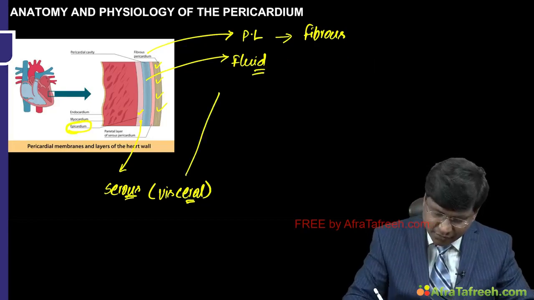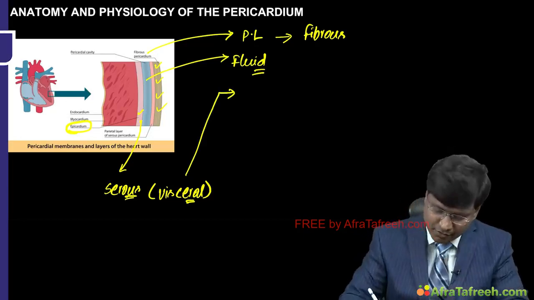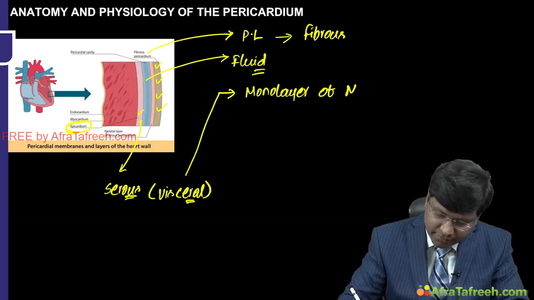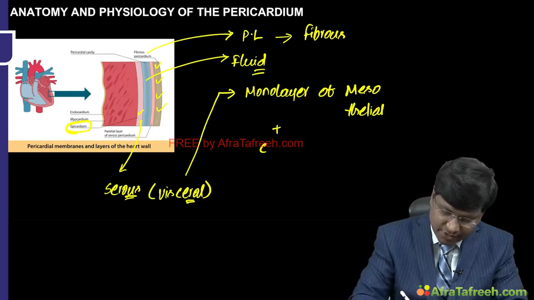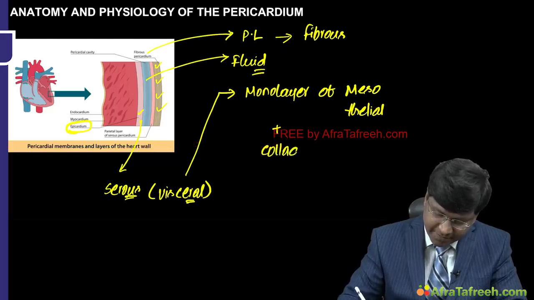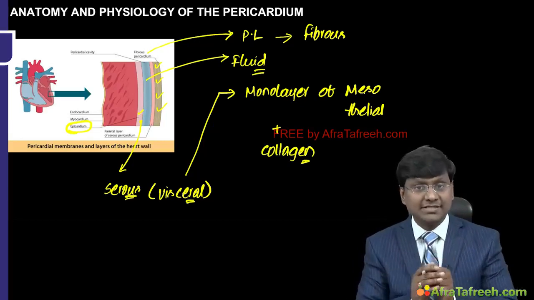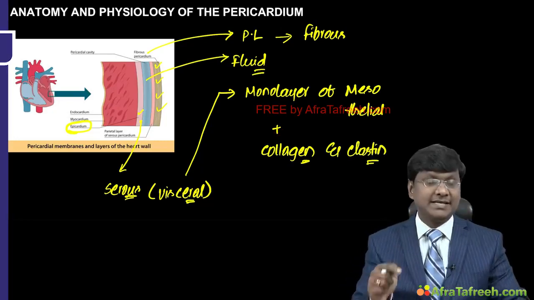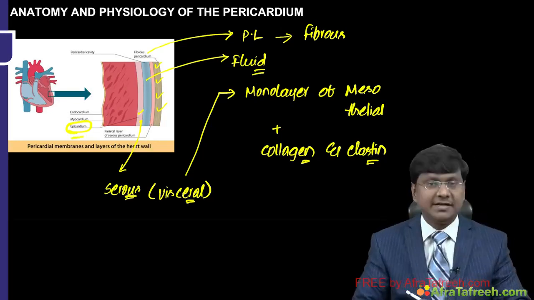Now the visceral serous pericardium has a single layer of mesothelial cells, okay? It has a monolayer of mesothelial cells, right? Along with the monolayer of mesothelial cells, there is also collagen as well as elastin fibers, right? Collagen as well as elastin fibers that are attached to the epicardial surface of the heart. You see, this is the epicardial surface, okay?